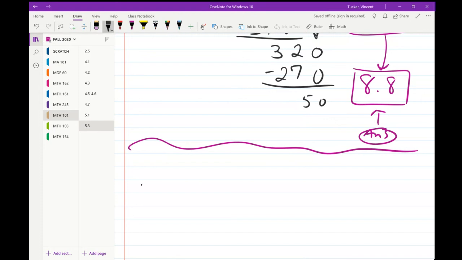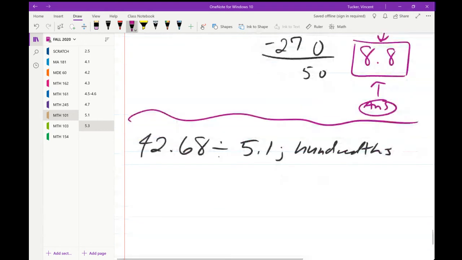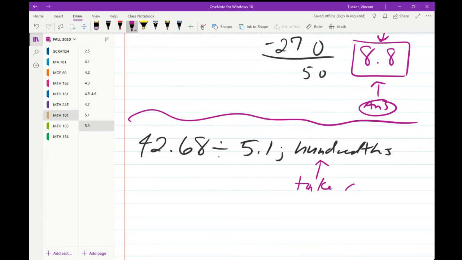So let's do at least one more like that. 42.68 divided by 5.1. So we're looking at the hundredths place. Because we're looking at the hundredths place, we're going to take our answer to the thousandths place.